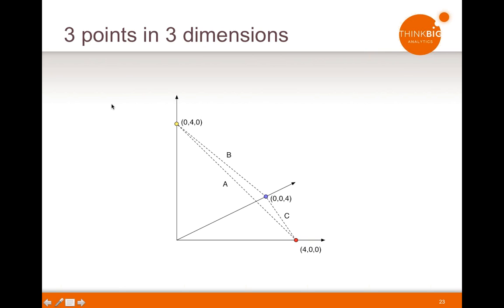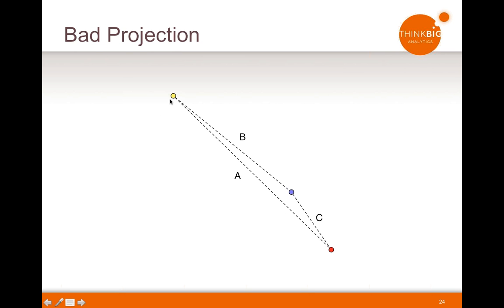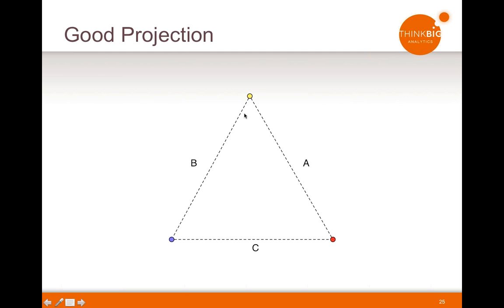However, there is a difference between a good projection and a bad projection. This is an example of a bad projection because it makes it look like the point up here is further away from each of these 2 points. And like the blue point is closer to the red point. In reality, what we said is all of these points are equidistant. So this would be a good projection. This projection is maintaining item similarity exactly.